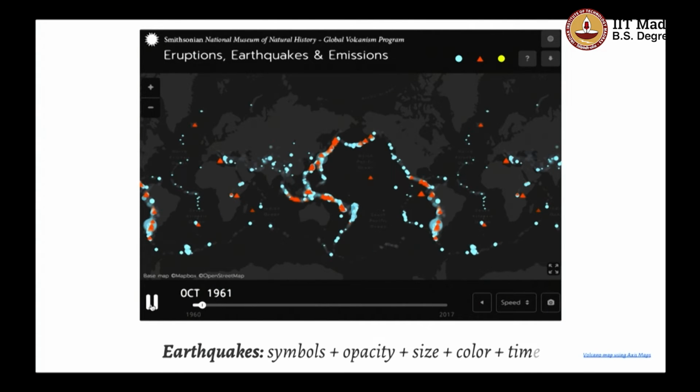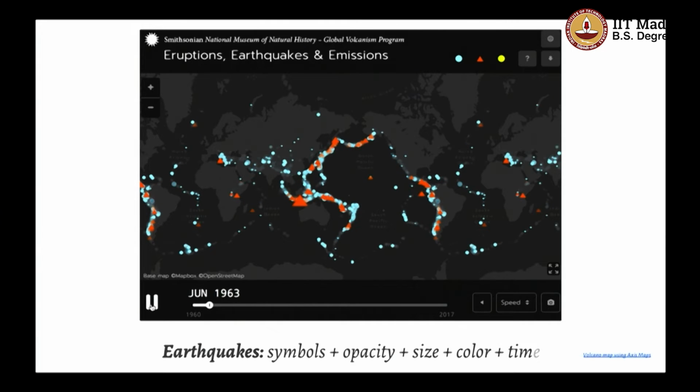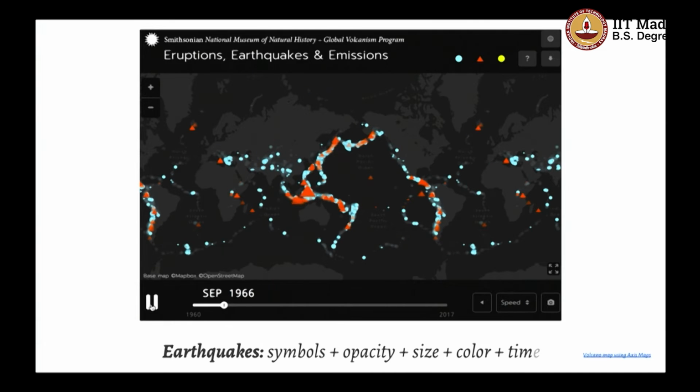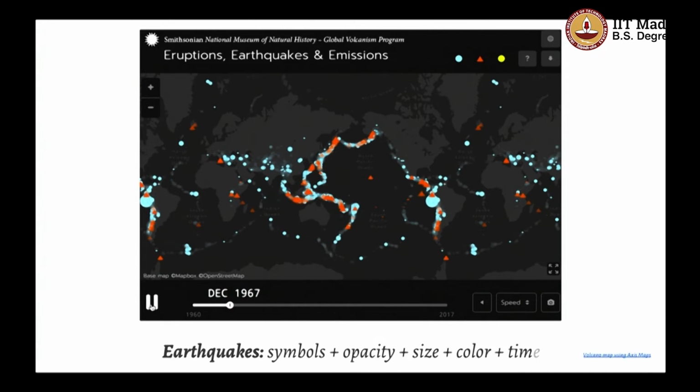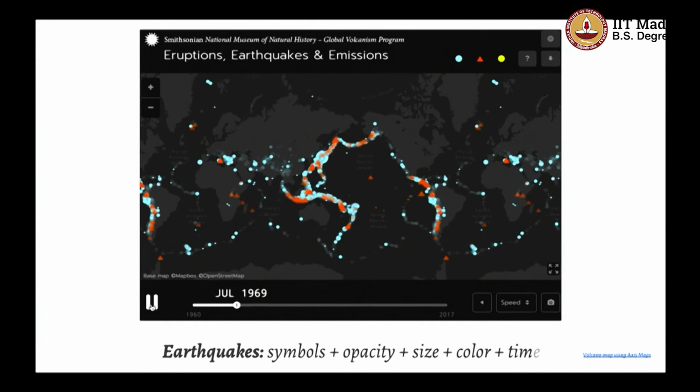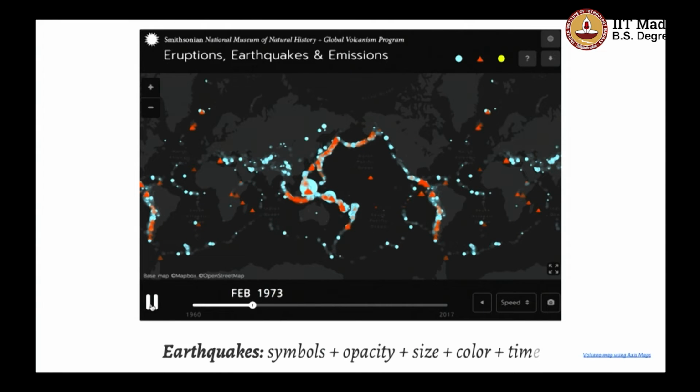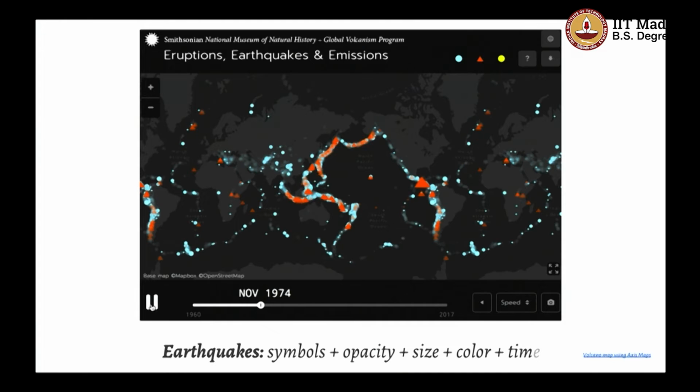In this case, this is a map of eruptions, earthquakes and emissions. So eruptions are in the triangle, red colored. Earthquakes are blue in color, and then emissions, which are these sort of oil and gas emissions, are in yellow, and they'll show up in a bit.